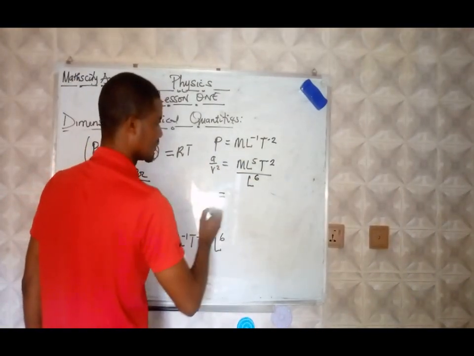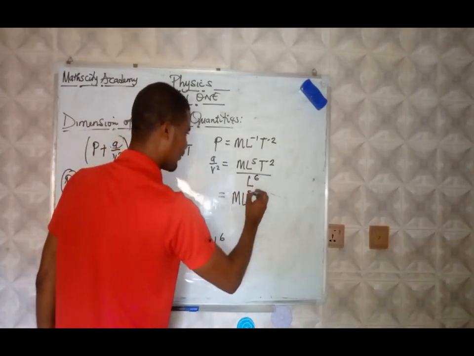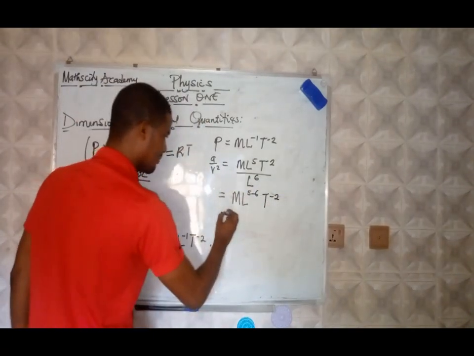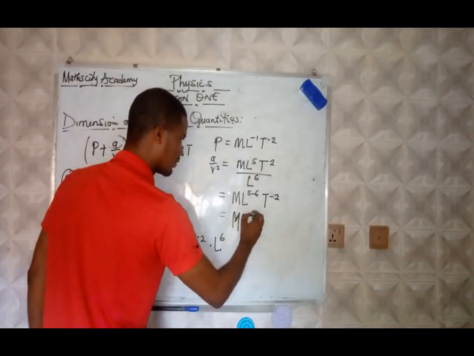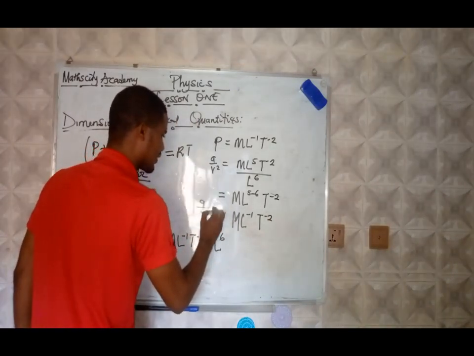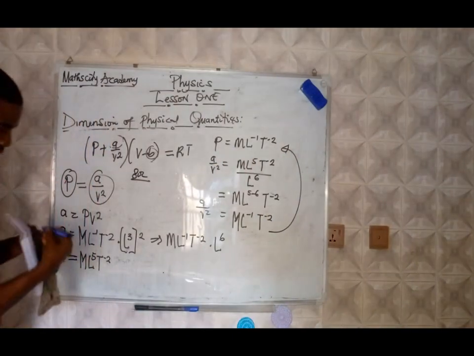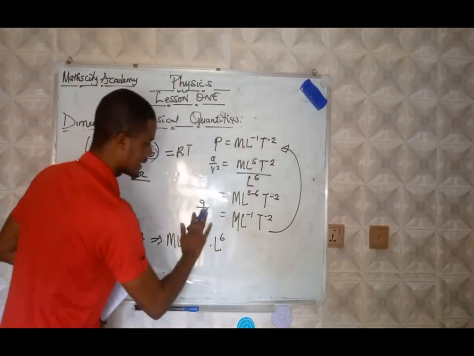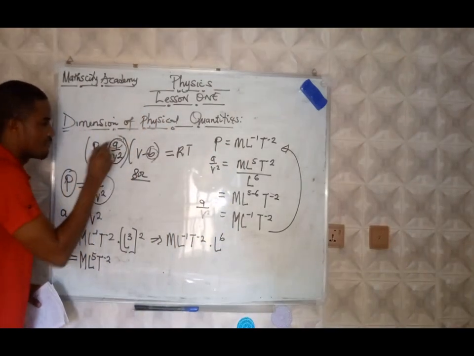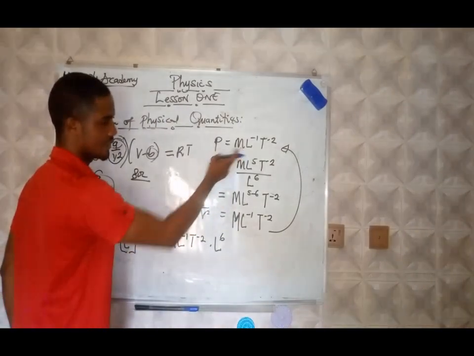This 6 goes up. We have M L 5 minus 6 T minus 2. 5 minus 6 gives me minus 1, so M L minus 1 T minus 2. So the dimension of A over V squared is this, which is the same thing as pressure. If you observe, the dimension of A over V squared is equal to pressure. Why? Because both of them were added together. So this is a proof.